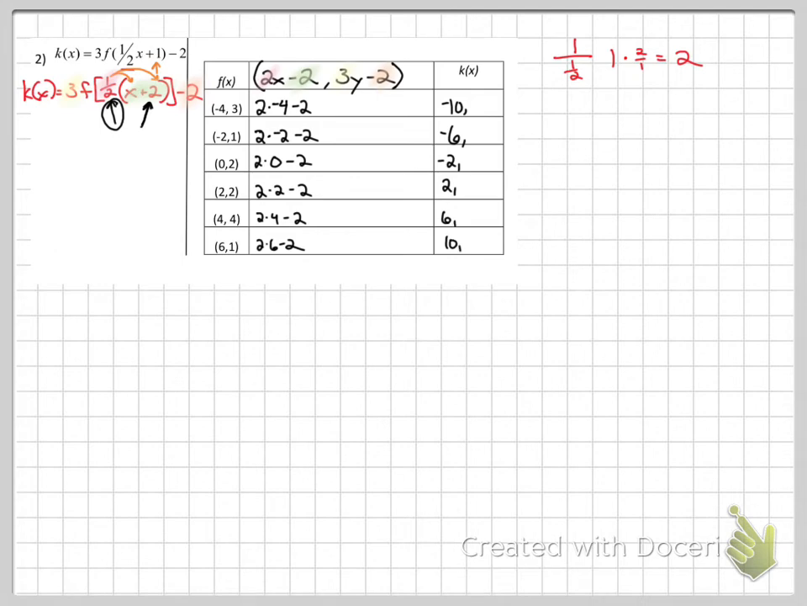And then the y's: 3 times every y minus 2. 3 times the y value minus 2. 3 times that y value minus 2. All the way down. Do the math. These are my new k points.